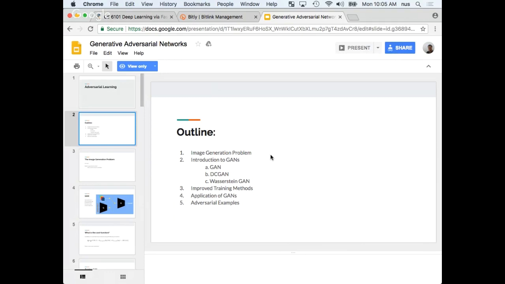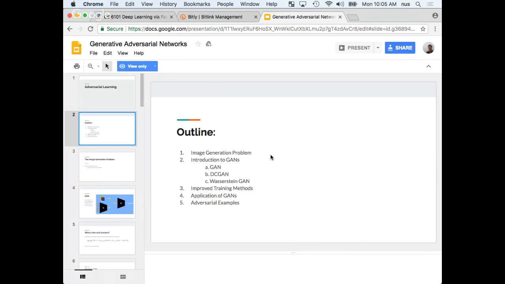First is the initial GAN paper by Goodfellow and everyone. And the second one is DC GAN. And the third is Wasserstein GAN. I don't know how to pronounce it. So yeah, that.